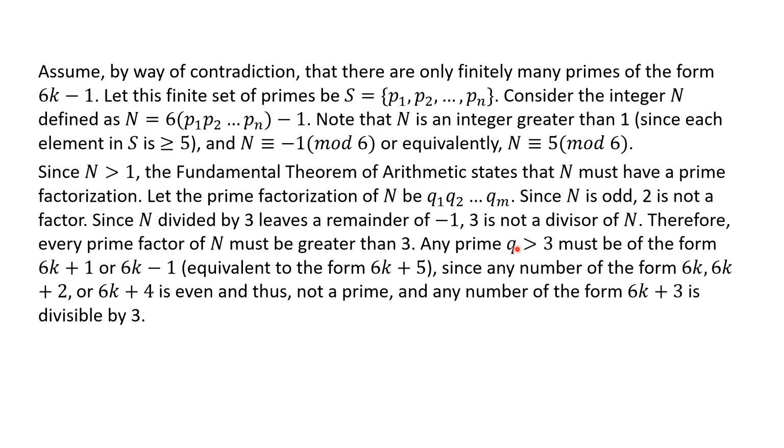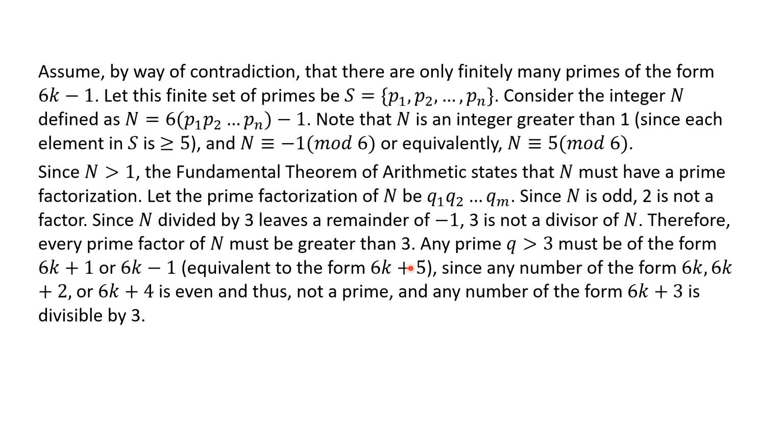Any prime q, in other words, from this set here, greater than 3 must be of the form 6k plus 1 or 6k minus 1. And 6k minus 1 is the same as 6k plus 5. If you start from k equals 0, you get the same numbers. So the idea is that an integer has to be of the form 6k, 6k plus 1, 6k plus 2, 6k plus 3, 6k plus 4, or 6k plus 5. That's the only 6 possibilities.